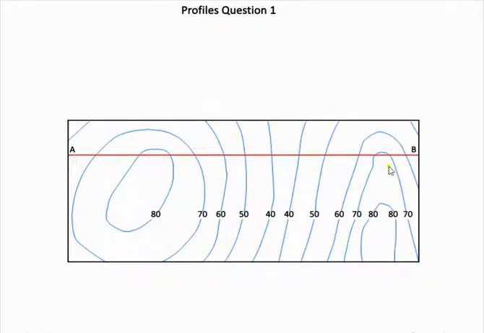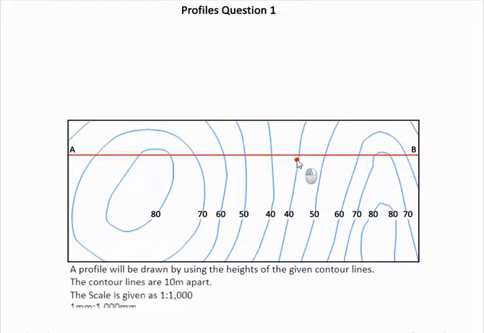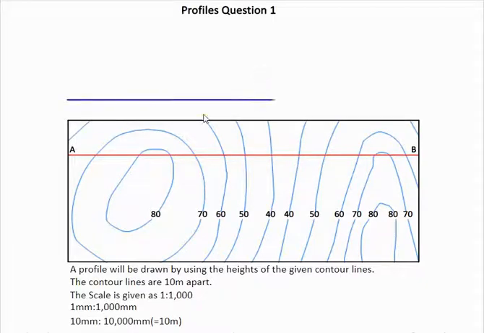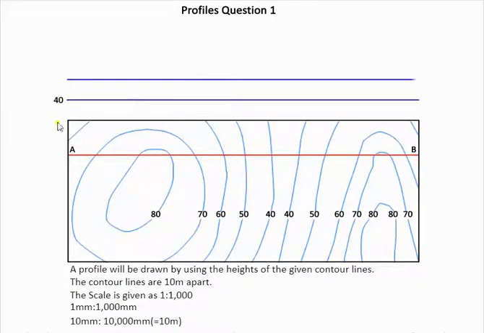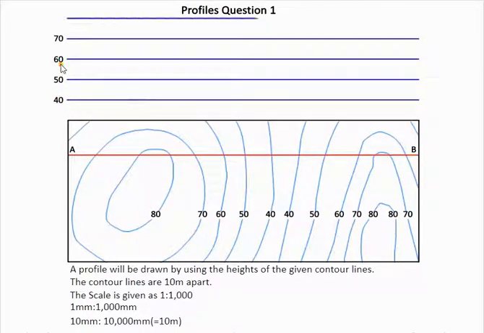Now in this question we have another profile going from A to B. Looking at this, the lowest point is 40. So what we have to do is set up our profile above the map here. The first height line is 40, then 50, 60, 70, 80. So again, draw the profile here.